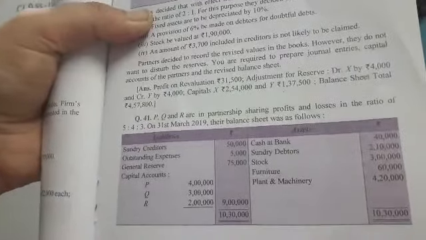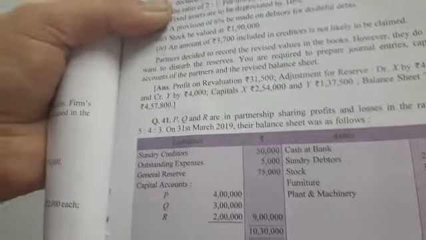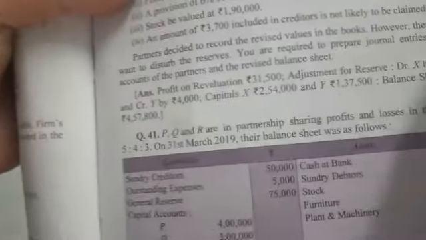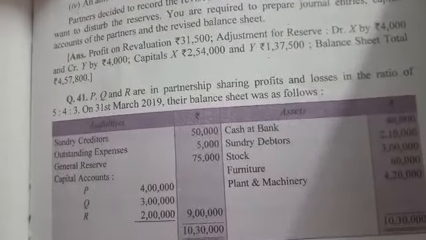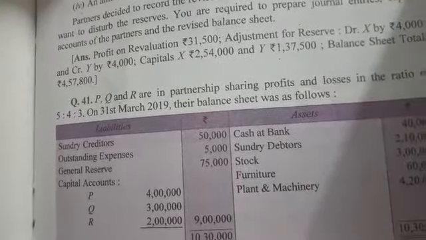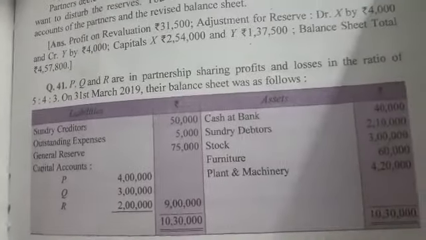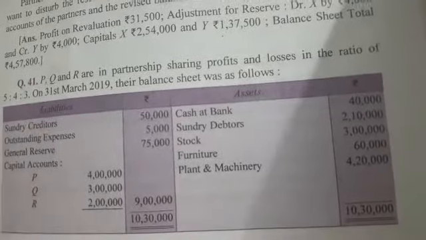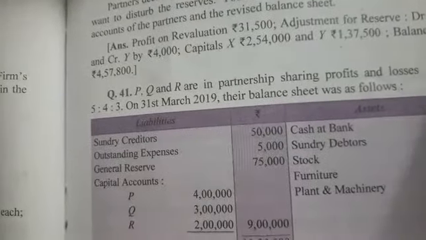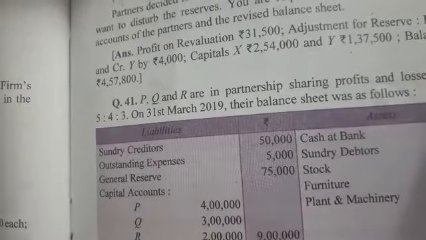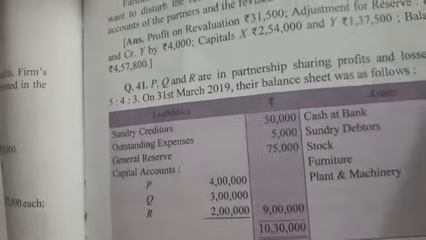Now I will explain this topic with the help of a question. Question number 41 of D.K. Goyal book. In this question, P, Q and R are in partnership sharing profits and losses in the ratio of 5:4:3. On 31st March 2019, their balance sheet was as follows. Cash at bank, sundry debtors, stock, furniture and plant and machinery. On the liability side, sundry creditors, outstanding expenses, journal reserve and capital accounts of P, Q and R.